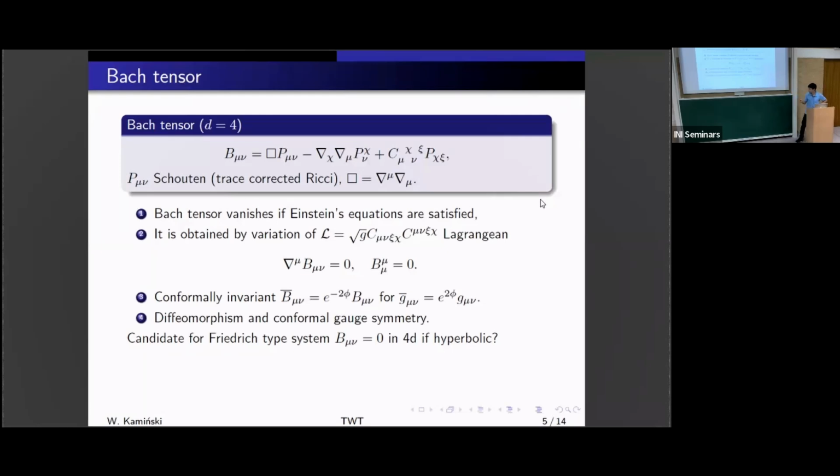Of course, it has a few nice properties that come also from this Lagrangian. Like the Einstein equation, the divergence is 0. We are quite happy with that, and also the trace.